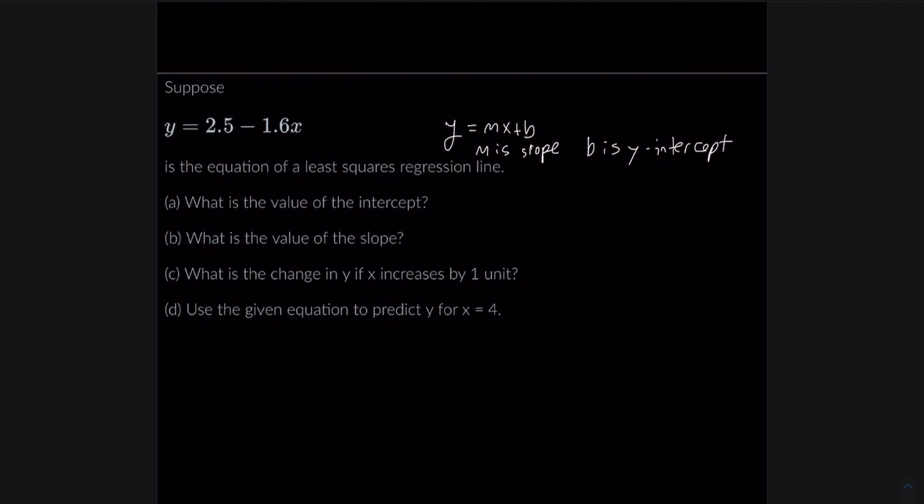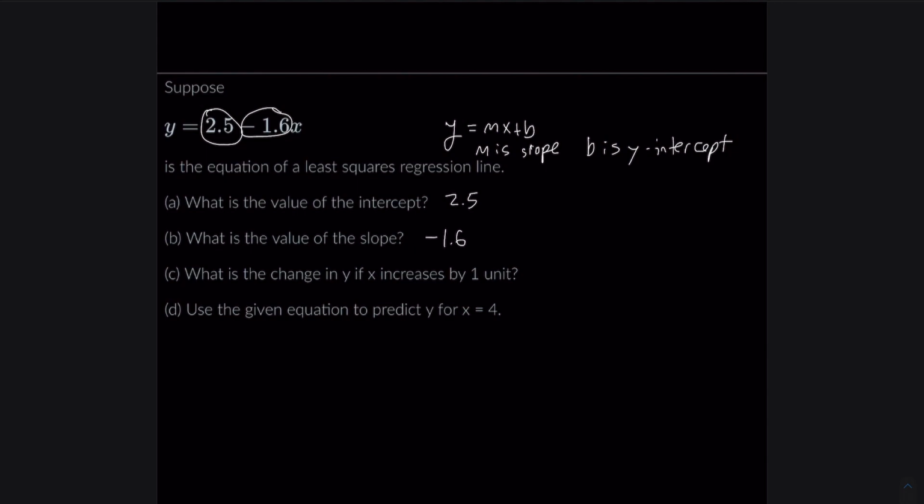And so for this one, the value of the y-intercept would be this 2.5 right here, right? Because that's not attached to the x. So the value of the intercept is 2.5. And then the value of the slope is going to be this negative 1.6 here. So negative 1.6 is the slope.